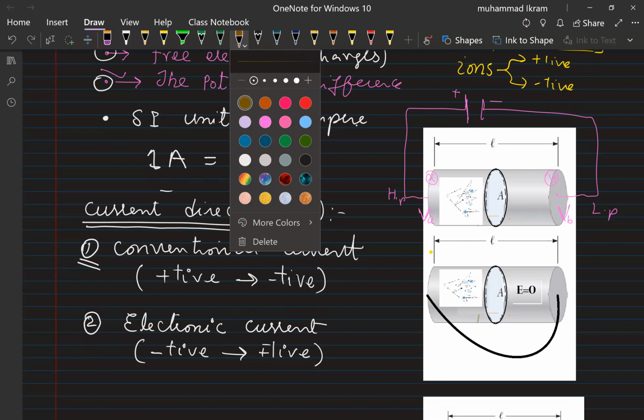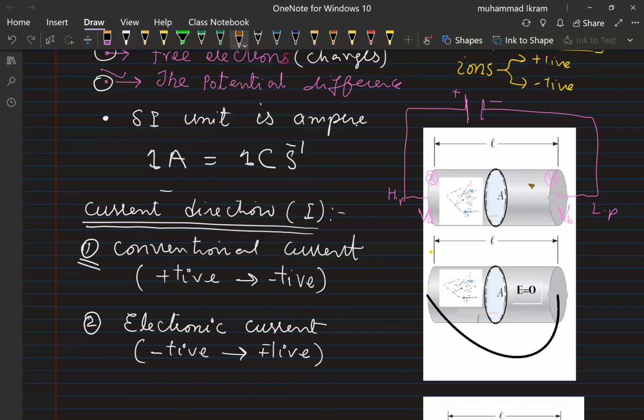For example, if I denote these as the atoms, you know that atoms are fixed at their position inside the conductor, right? They do not move. The proton inside is a nucleus containing a positive charge, so the nucleus does not move. So we cannot say that positive charge in the metal constitutes a current, right?